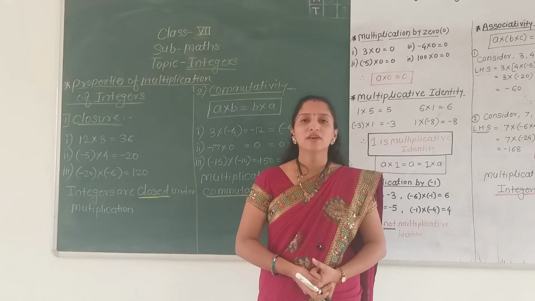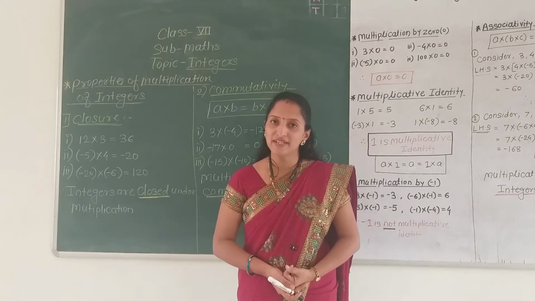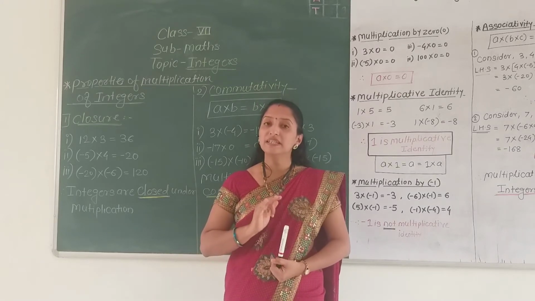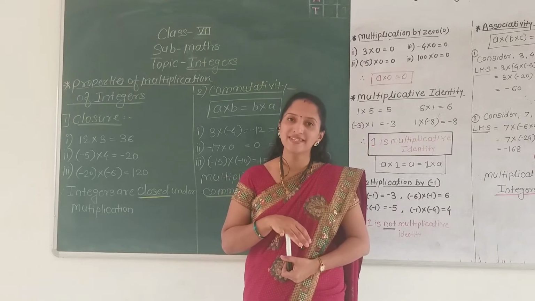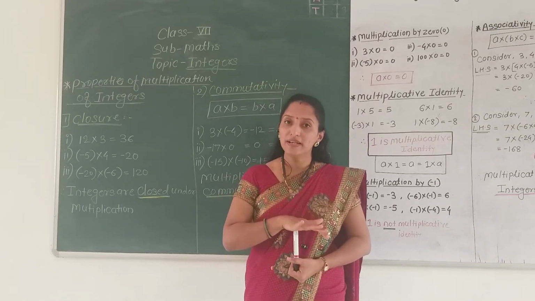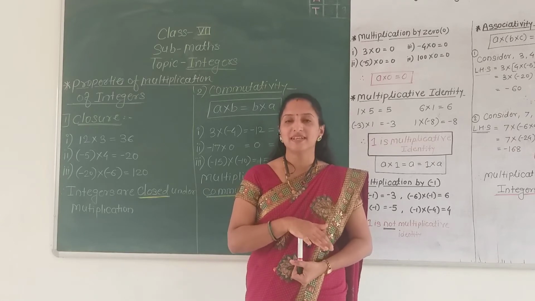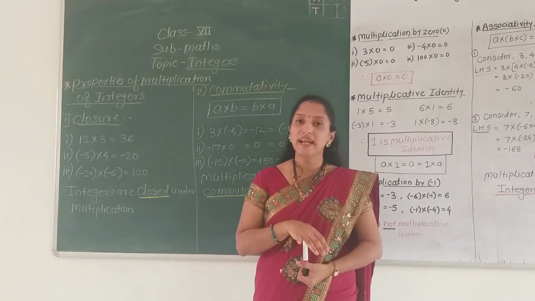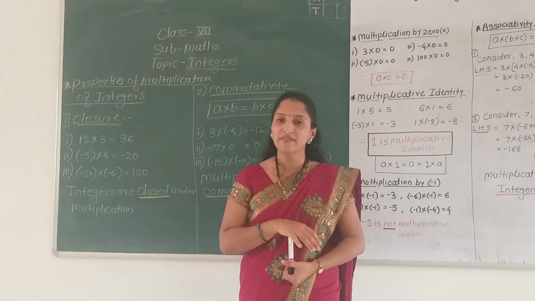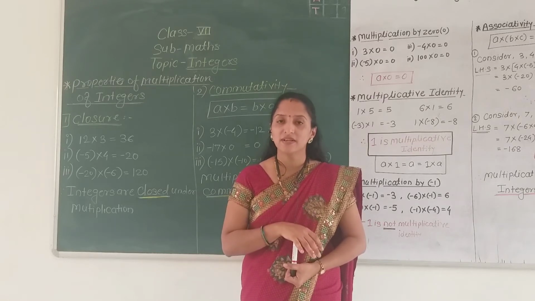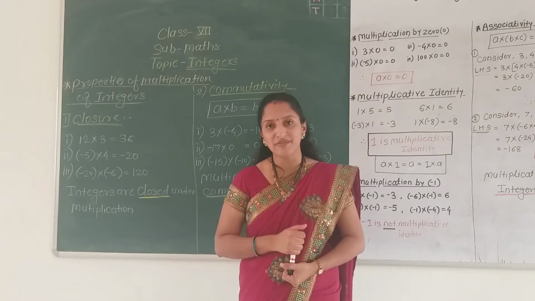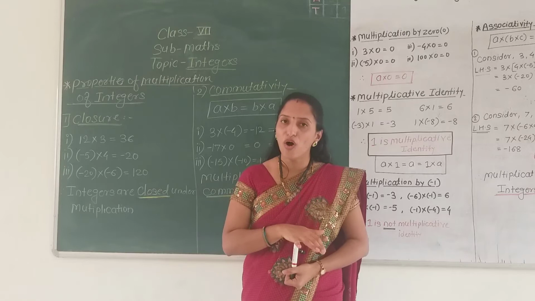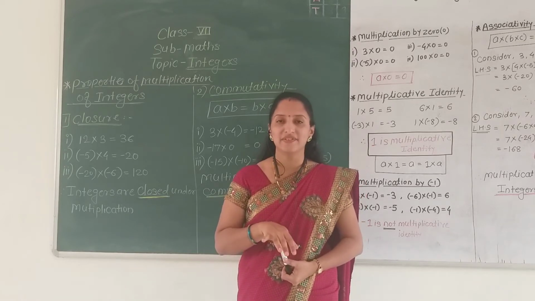If we multiply two negative integers, then our product is positive. When we multiply three negative integers, then the product is negative. If we multiply four negative integers, then our product is positive. That means if the number of negative integers is even, then the product is positive, and if the number of negative integers is odd, then the product is negative.